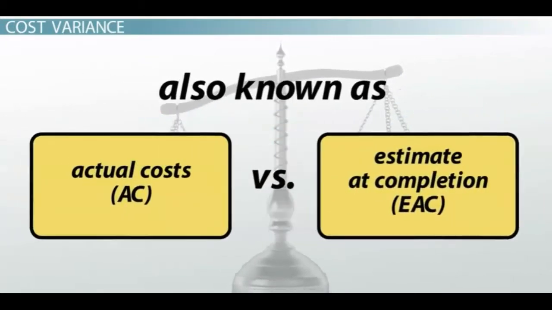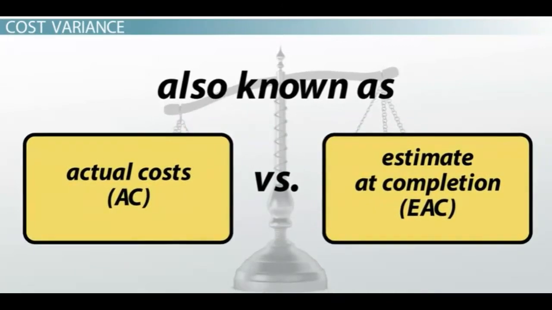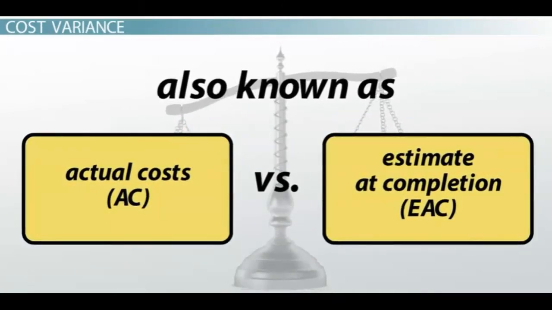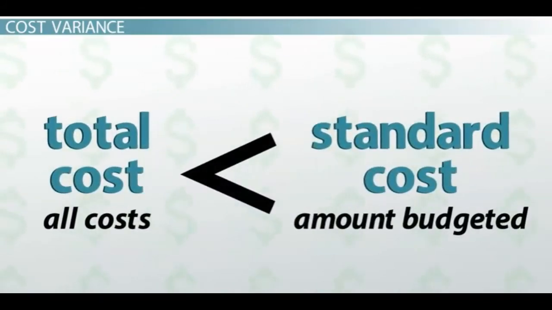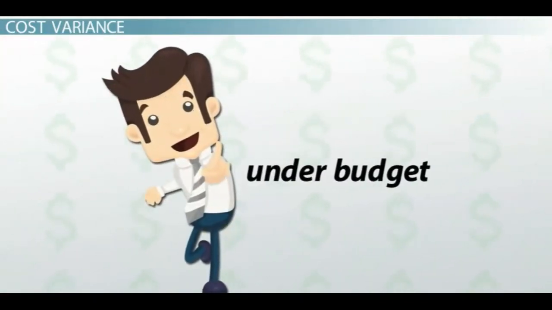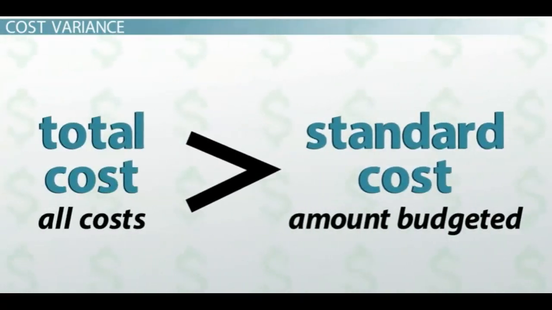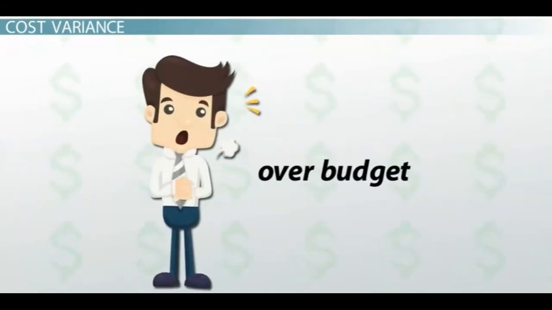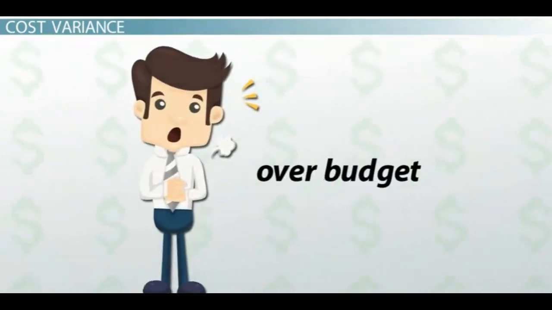Cost variance is the difference between total cost and estimated standard cost. This is also known as actual costs, or AC versus estimate at completion, or EAC. If total cost is less than standard, which is usually the amount budgeted, then that means the project is under budget and the project manager did well. If total cost is greater than standard, then the project is over budget. Not so good for the project manager.